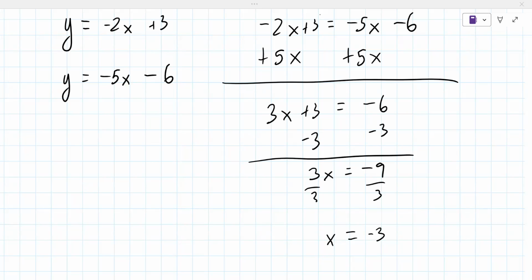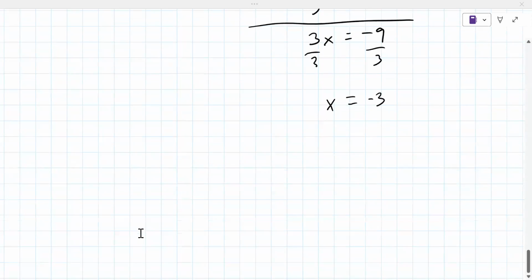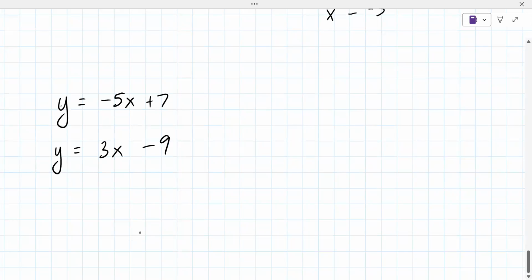Okay, you ready to try another one? I think I see what I did. I subtracted negative 3 instead of just subtracting 3. It's okay. Here's a new one for you to try.